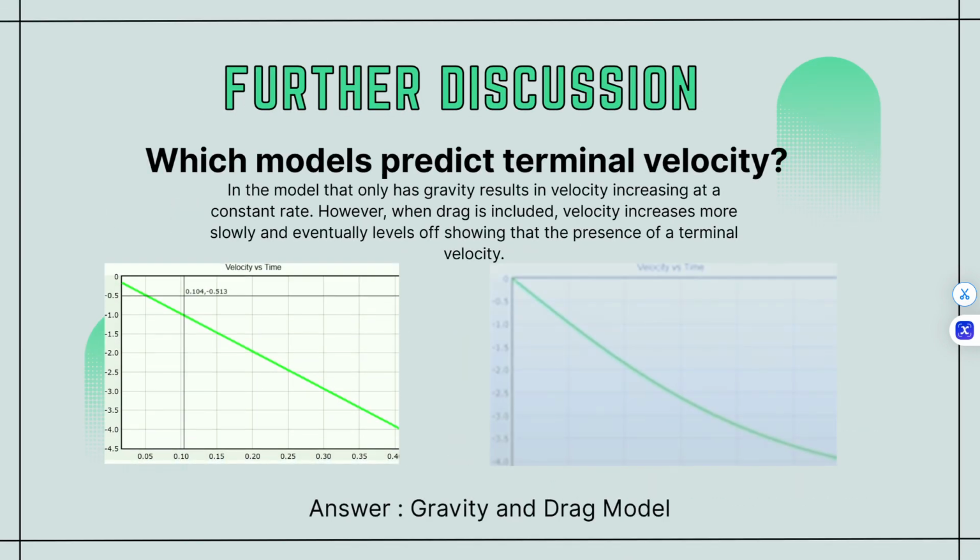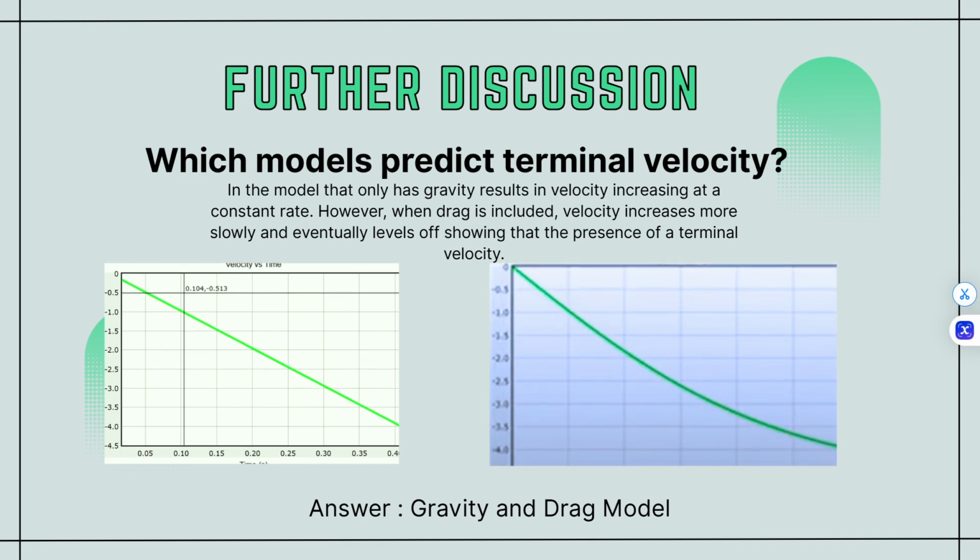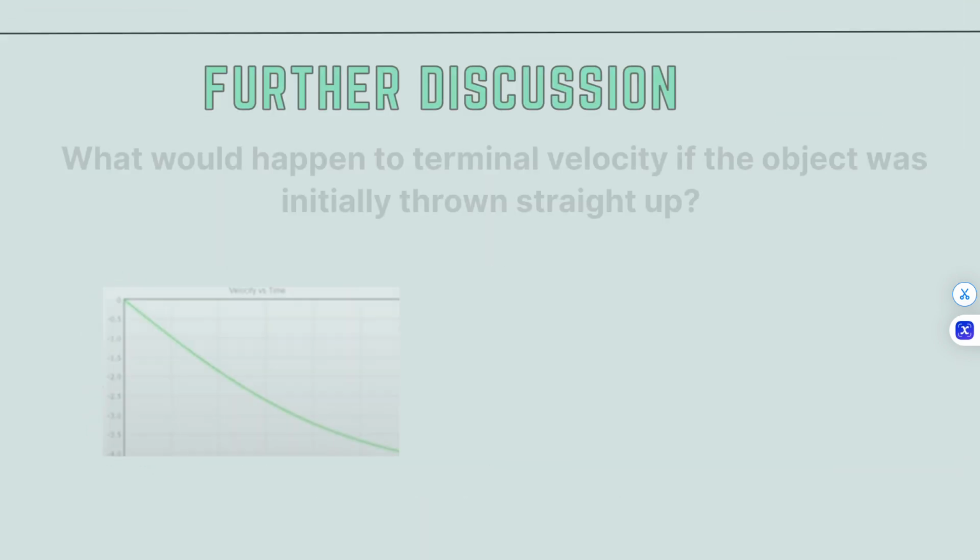So let's talk about our further discussion here. In the model, which model predicts terminal velocity? The one that predicts terminal velocity is the gravity and drag model, and that showed us a lot. The model that only has gravity results in velocity increasing at a constant rate. However, when drag is included, velocity increases more slowly and eventually levels off, showing the presence of a terminal velocity.